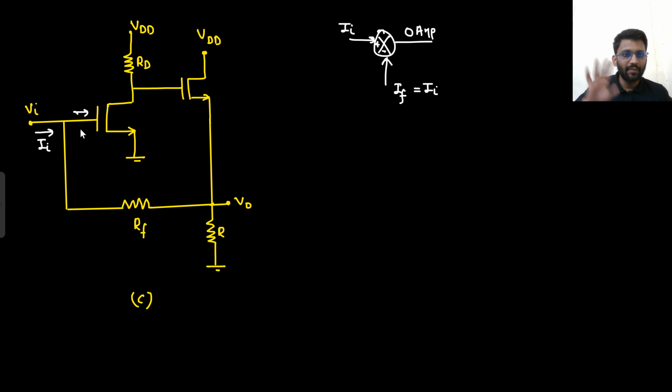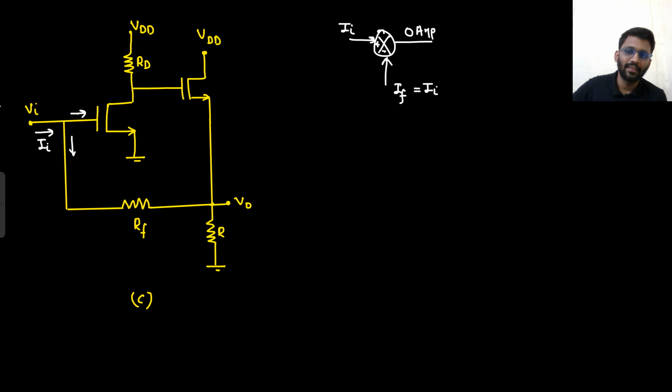But current is certainly being mixed. From the output some current is coming. So current is certainly being mixed, right? So there is current mixing. There are two paths. It doesn't matter that the input current is 0. Input current is 0, that's fine, but there are two paths.